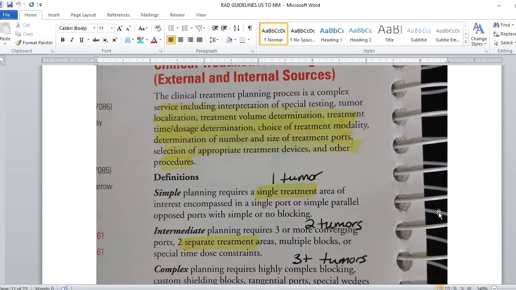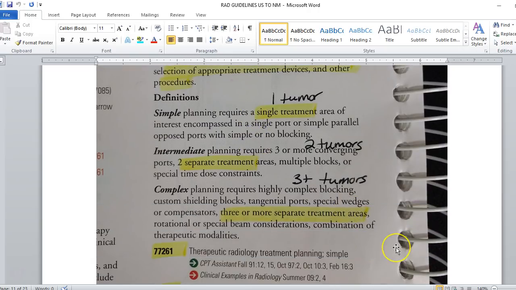So we're going to see these three terms, simple, intermediate, and complex, over and over and over again in the next couple of pages. And so I want you to keep in mind, this is basically how we break it down. Simple means that we have a single treatment area, which is one tumor, okay, and usually we use a single port with simple or no blocking, okay, so we know exactly how we're getting to the tumor, one tumor.